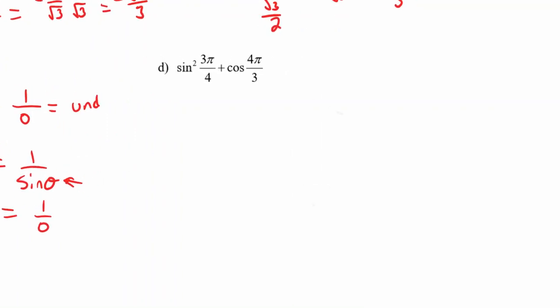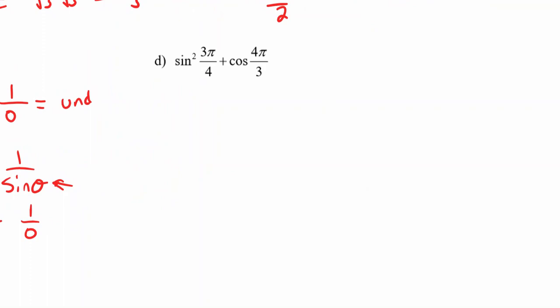Okay, next one. Sine squared of 3 pi over 4 plus cos 4 pi over 3. So now this squared, right off the bat, I just want to remind you that it actually means the same thing as sine of 3 pi over 4, the whole thing squared. It means the same thing. We just do this for short. So it's really that plus cos 4 pi over 3.